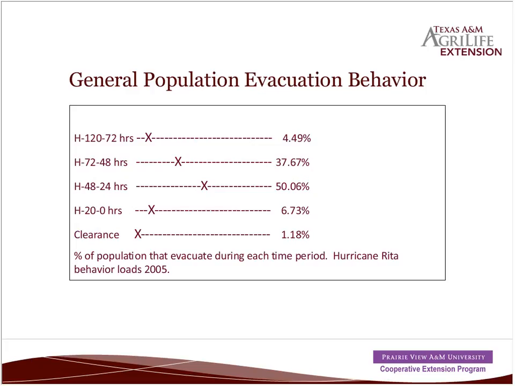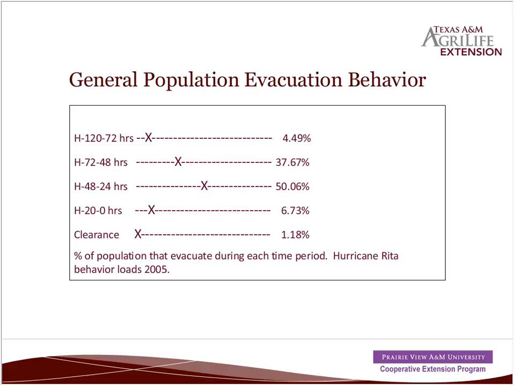You can see the number of people who left at H minus 120, about 5 days before landfall, not very many. But you can look down there at H minus 48, H minus 24. Most people wait a day or two before landfall to make an effort to evacuate. And boy, by that time, the highways are already clogged. And then just 1 day before, 20 hours before landfall of 39 mile an hour winds, a lower percentage.